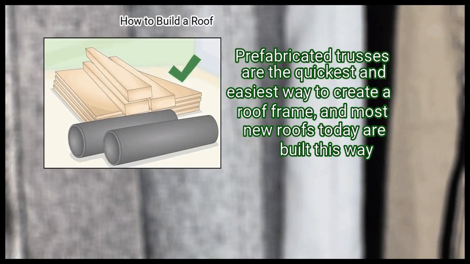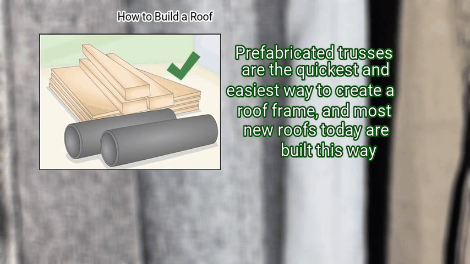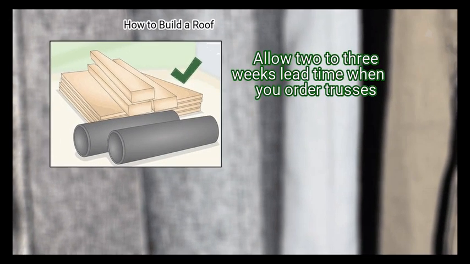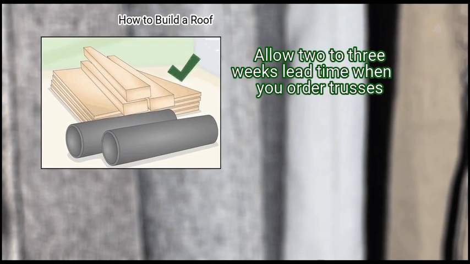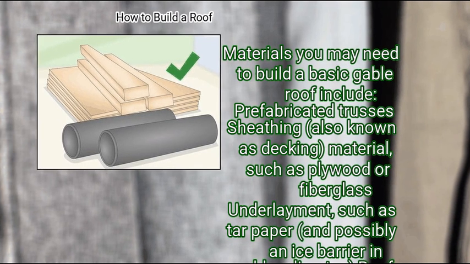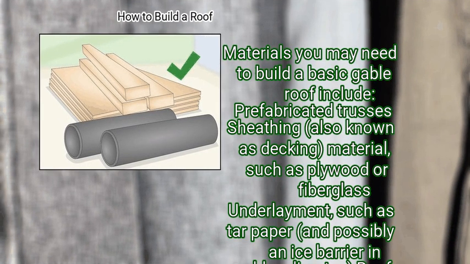Prefabricated trusses are the quickest and easiest way to create a roof frame. And most new roofs today are built this way. Each roof truss has the rafters and ceiling joist built in. Allow 2 to 3 weeks lead time when you order trusses. Materials you may need to build a basic gable roof include prefabricated trusses, sheathing, also known as decking, material, such as plywood or fiberglass, underlayment, such as tar paper, and possibly an ice barrier in colder climates, roof covering, such as tiles, shingles, or metal, roofing nails.